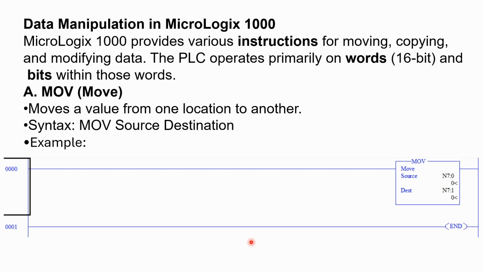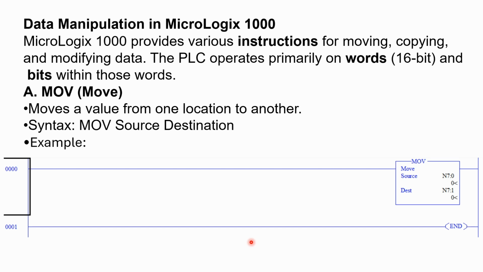Now, data manipulation in a MicroLogix 1000 basically has various instructions for moving, copying, and modifying data. The PLC operates primarily on 16-bit words. Some of the newer controllers, like the ControlLogix and CompactLogix series, work in double integer, 32-bit words. But in this PLC, it's all 16-bit based.